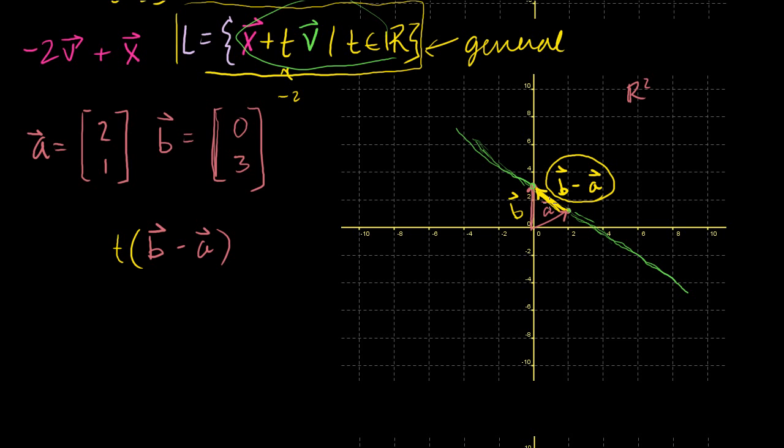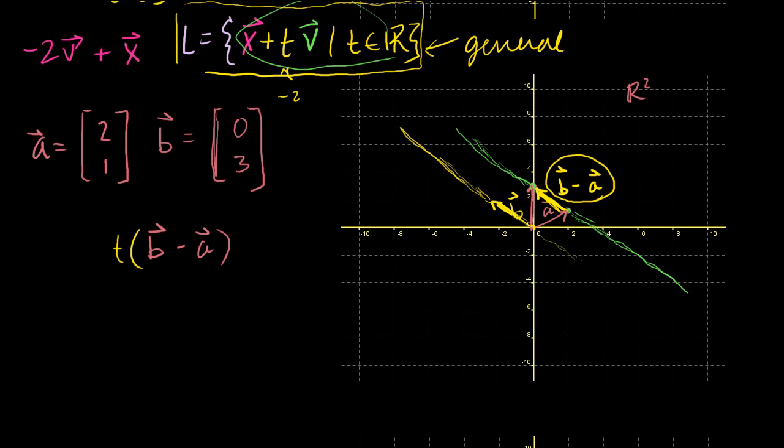So b minus a looks like that. But if we were to draw it in standard form, remember, in standard form, b minus a would look something like this. It would start at 0. It would be parallel to this. And then from 0, we would draw its endpoint. So if we just multiplied some scalar times b minus a, we would actually get points or vectors that lie on this line.